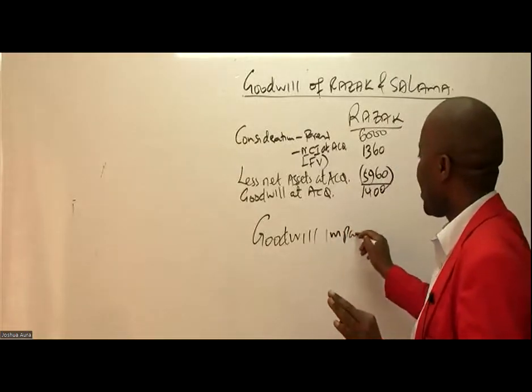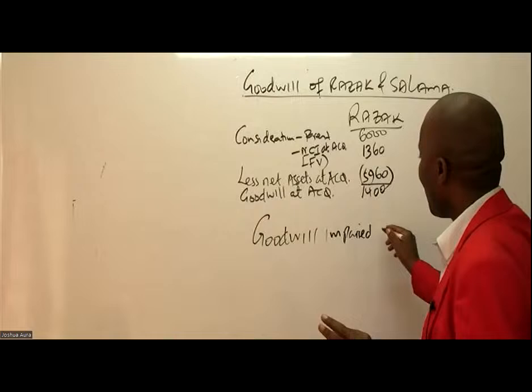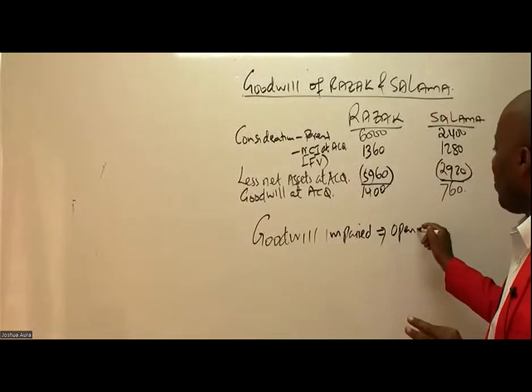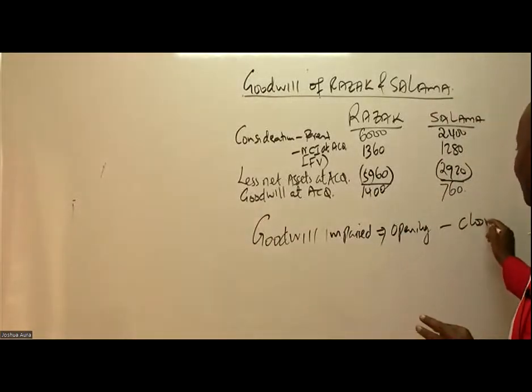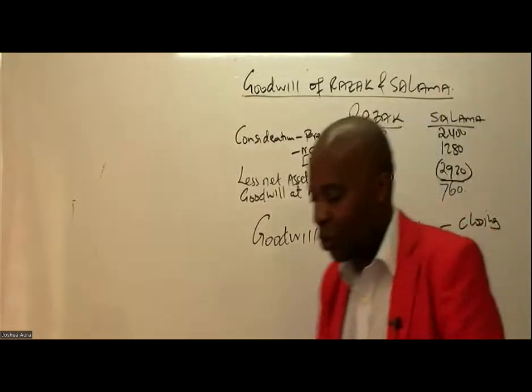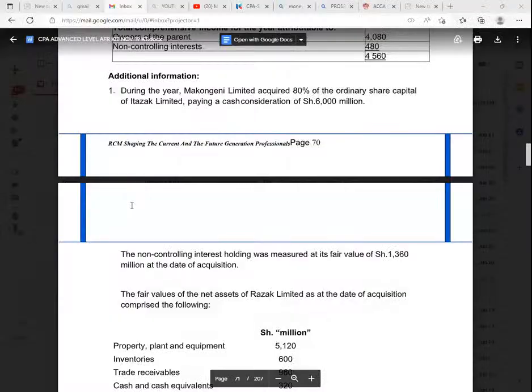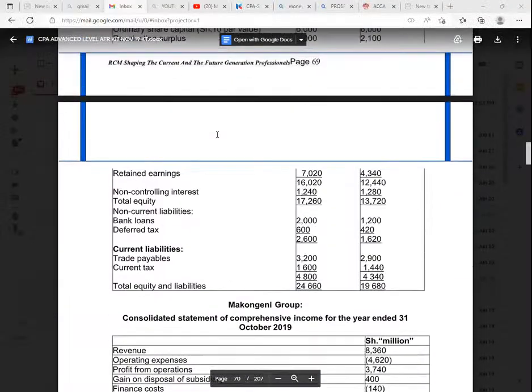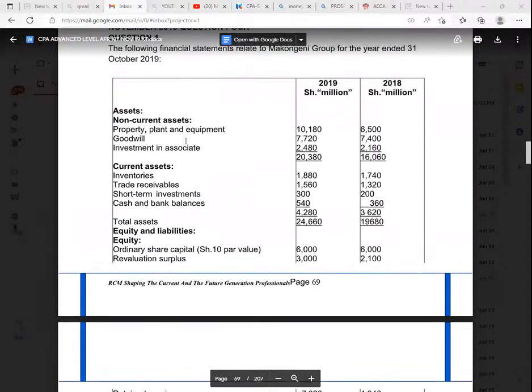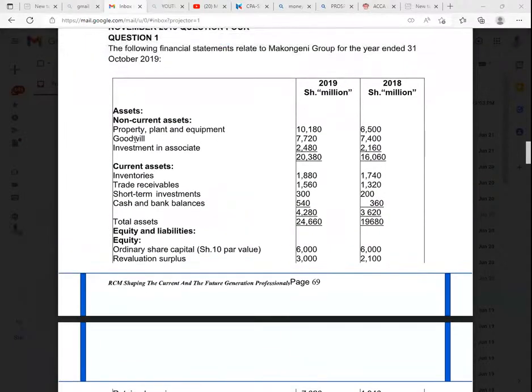So for goodwill impaired, I'll look at the opening minus closing. Go to the statement of financial position. It's an asset. So you can see we have an asset here called goodwill. Could you kindly, from the information given here, help me interpret what is the opening balance of goodwill?